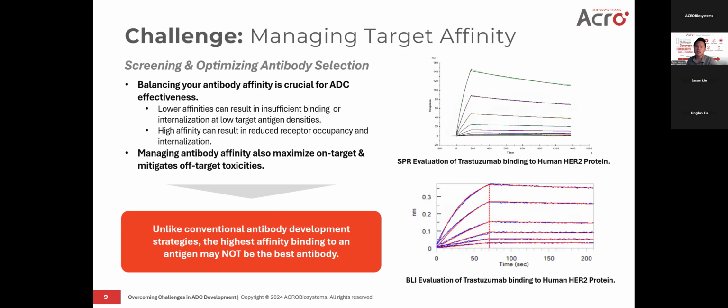In contrast, if you have a high affinity antibody, it can cause reduced receptor occupancy, which lowers your efficacy. Therefore, we always suggest methods to balance antibody affinity to maximize on-target toxicity, of course, and to mitigate the off-target effect. This means you probably need an extensive screening campaign or strategy to find the best candidate by performing techniques like SPR, BLI, and even mass spec and other techniques.